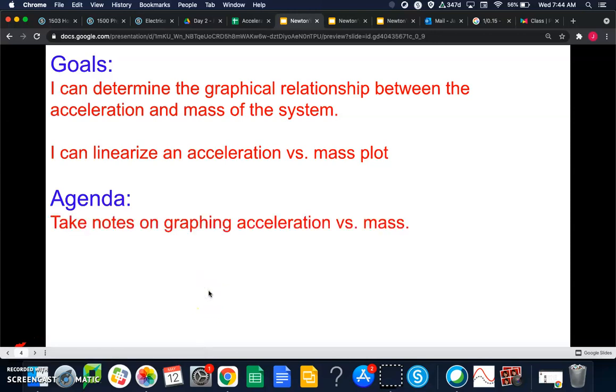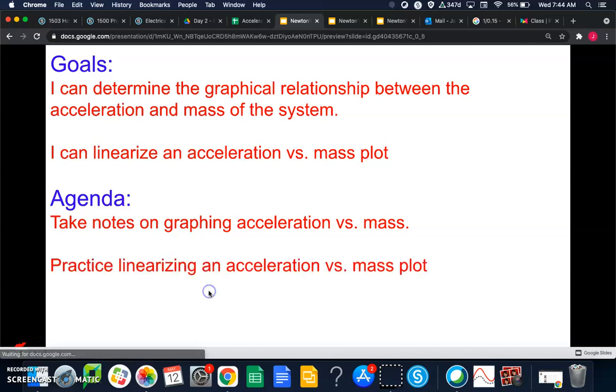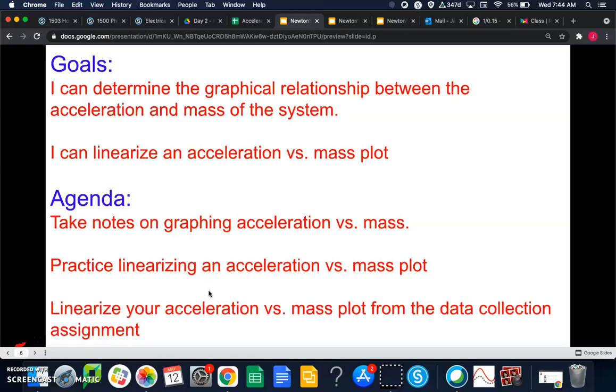You're going to take notes on graphing acceleration versus mass. And then you're going to practice linearizing an acceleration versus mass plot. And then you're going to linearize your acceleration versus mass plot from the data collection assignment, so the first assignment from this lab.